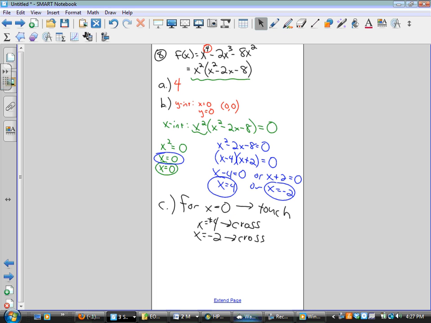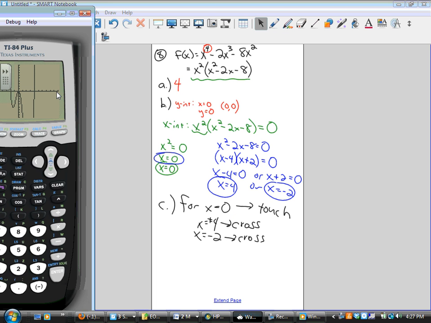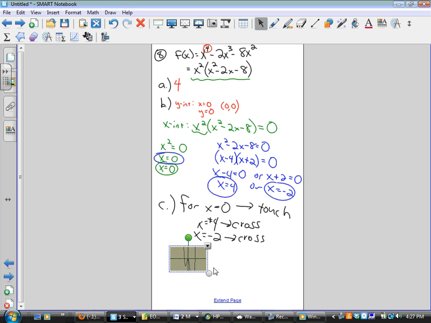So let me throw that picture up here real quick so you can see exactly. There it is. So you can see that at 0, it bounces off the axis. At negative 2 and then also 4, it actually goes through the axis. Okay, so that was number 8. We had several parts to that. I know a lot of stuff to do that problem.